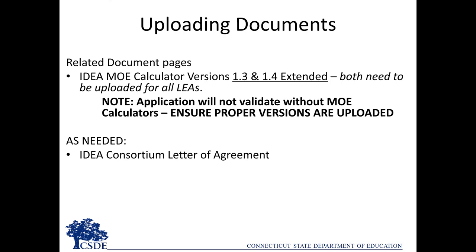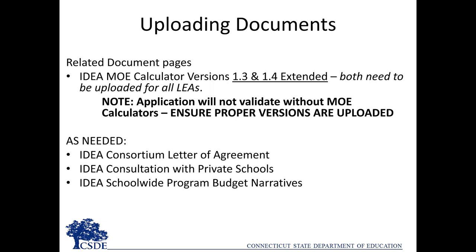As needed, if you're part of a consortium, which we'll talk about in a second, you would have to put in your letter of agreement, which basically the consortiums are that they take their resources and then give them to a fiscal agent to manage those funds. The consultation with private schools, if you have your meaningful consultation, and you're going to identify which individuals were there and how many students were identified and what you're going to do with the resources. The school-wide program, budget, and other documentation as needed. Some LEAs are required to have their boards approve pieces, and they upload some of these notes showing that the board has approved them.